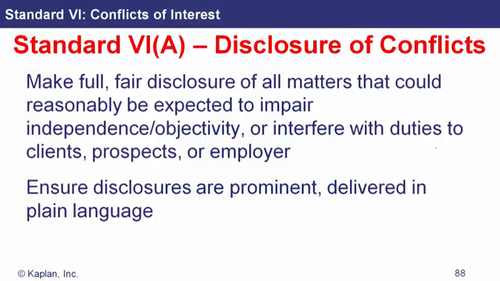Now, it's not a cure for things like misrepresentation. So you can't say, well, I was lying to you earlier, but here I told you I was lying. Well, you can't lie to begin with. But if there's some reason that you don't have the full implementation, you're not 100% objective, you can't be 100% loyal because of other outside commitments, same with pillars 2 and 3, then we're talking about a conflict, and the remedy here is disclosure. So what we're going to do is disclose these conflicts. We want to make full and fair disclosure of, again, this word really bothers me, all matters that could reasonably be expected to impair your independence, objectivity, or interfere with duties to clients, prospects, or employers.